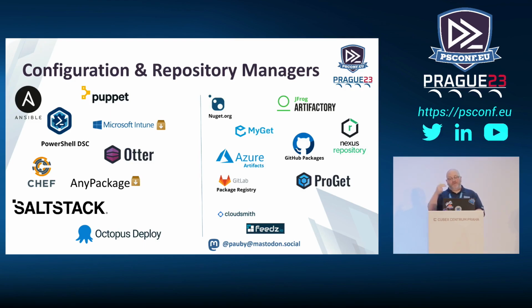On the right-hand side, none of the repository managers actually support a Winget repository type. I did dig into all of them, and I couldn't find any support. A couple of issues in some of them suggesting to add it, but none of them have actually added it as of yet. But if we look at Chocolatey, all of them are supported. We have native integration for all of the ones on the left for the configuration managers.